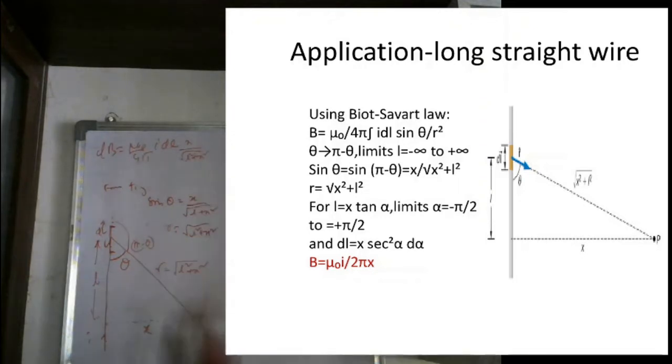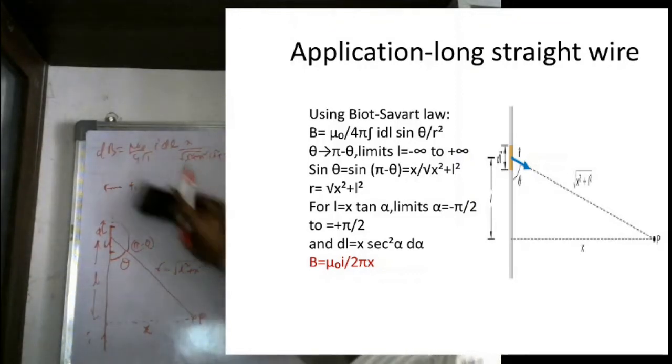x by L square plus x square. Okay. Next you have r square, sin theta by r square. Okay, r square means, r is this thing. R square means simply L square plus x square.